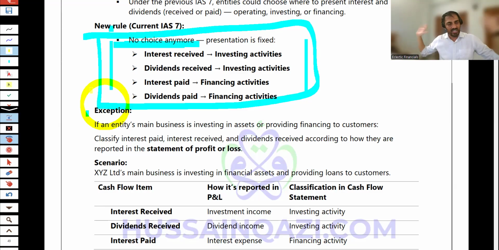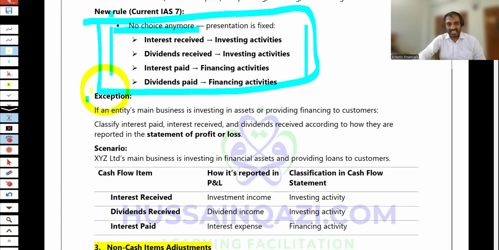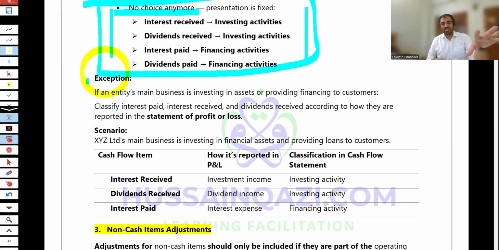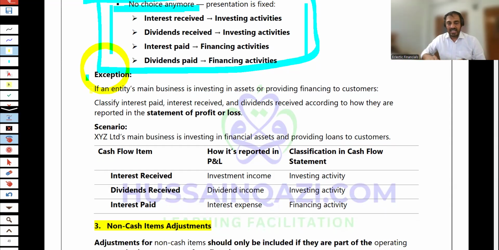So the rules are fixed. Interest received, dividend received, investing activity. Interest paid, dividend paid, financing activity. But the exception for banks and insurance companies, very simple. The exception is that IFRS 18 in implication with IAS 7 says that banks, meaning providing of finance, that's a bank, and investing assets, that's asset management companies or insurance companies.